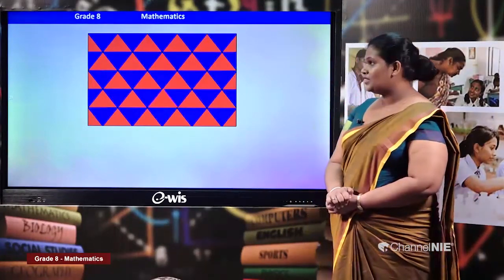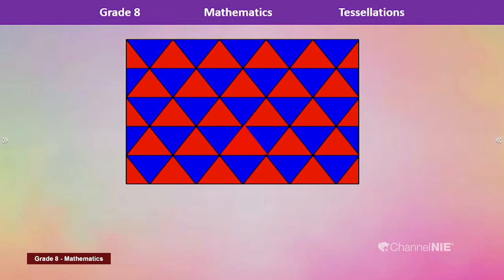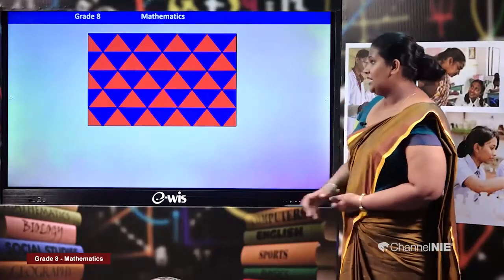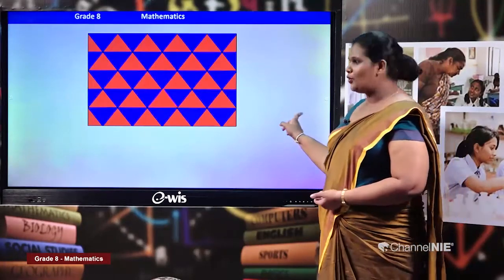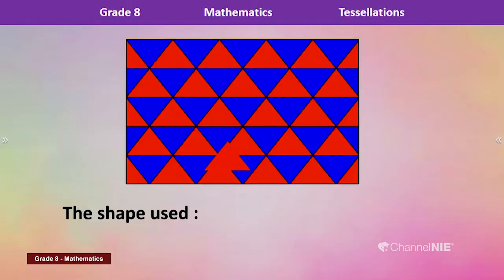Have a look at this. The complete figure is filled with triangles in two colors. You can see triangles in blue color and some triangles in red color. Isn't that so? Now, we have used two colors, but the only shape you have used throughout the tessellation is triangles. Right. Now, here, as I have told you before, we have used triangles in two different colors, blue color triangles and red color triangles.